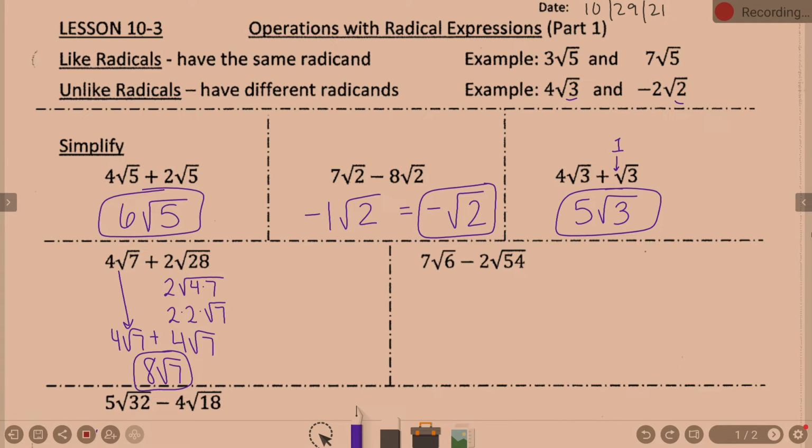I don't know if I'm being the bearer of good news or bad news here, because it means more work, but that's what's going to happen most of the time. Most of the time, you're asked to add these. Oh, they're not the same radicals. We can't add them. But, oh, we do some simplifying, and guess what? Magically, they work out to be the same, and we can add them. Okay? Let's look at the next example, then. 7 square root of 6 minus 2 square root of 54.